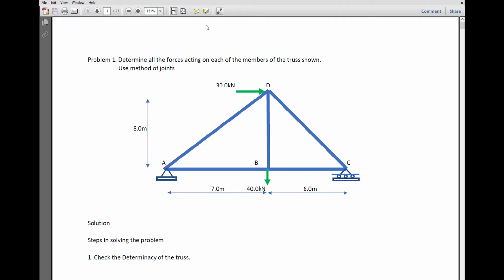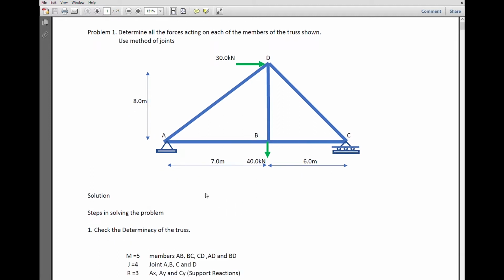So the truss is subjected to a vertical load at point B. The magnitude is 40 kilonewton. And at point D, 30 kilonewton is applied in the horizontal direction.